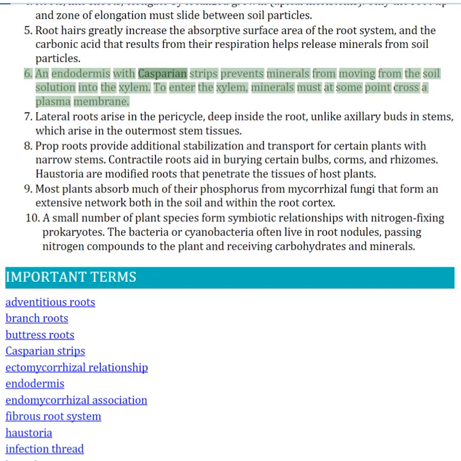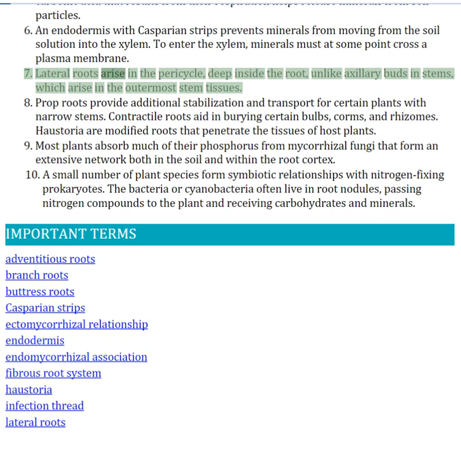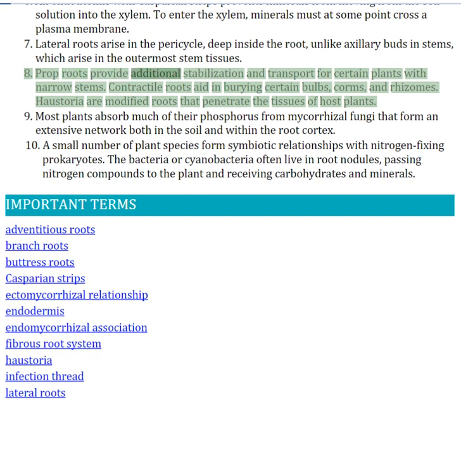6. An endodermis with Casparian strips prevents minerals from moving from the soil solution into the xylem. To enter the xylem, minerals must at some point cross a plasma membrane. 7. Lateral roots arise in the pericycle, deep inside the root, unlike axillary buds and stems, which arise in the outermost stem tissues. 8. Prop roots provide additional stabilization and transport for certain plants with narrow stems.